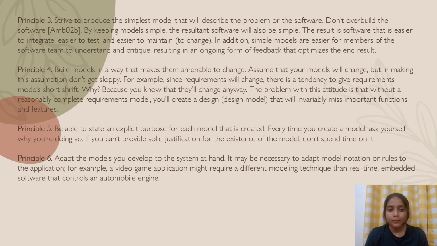Principle 5. Be able to state an explicit purpose for each model that is created. Every time you create a model, ask yourself why you are doing so. If you can't provide solid justification for the existence of the model, don't spend time on it. Principle 6. Adapt the models you develop to the system at hand. It may be necessary to adapt the model notation or the rules to the application. For example, a video game application might require different modeling techniques than real-time embedded software that controls an automobile engine.